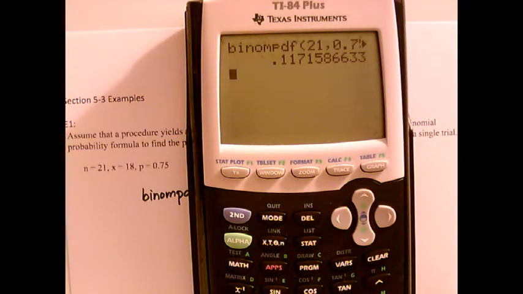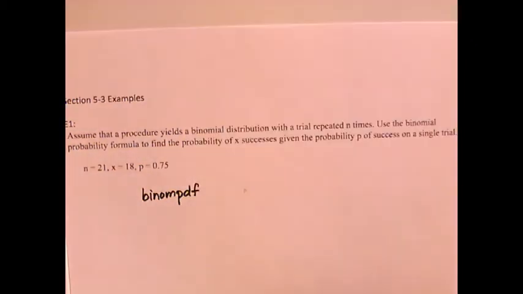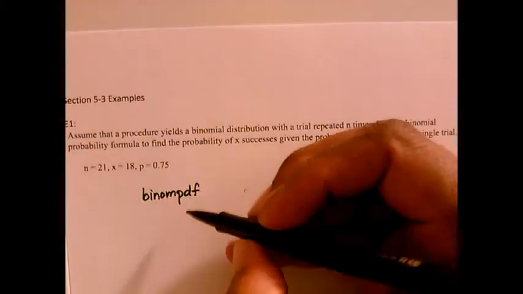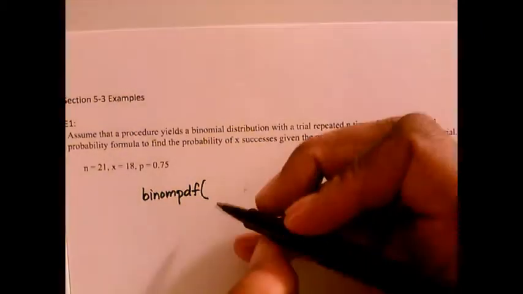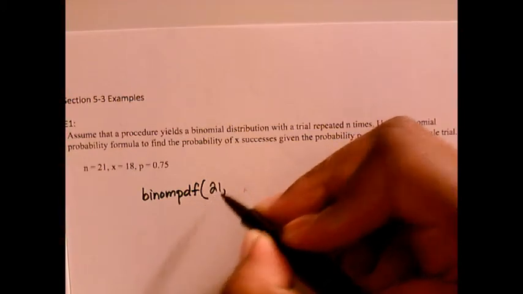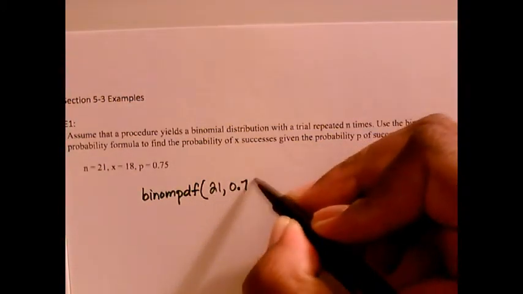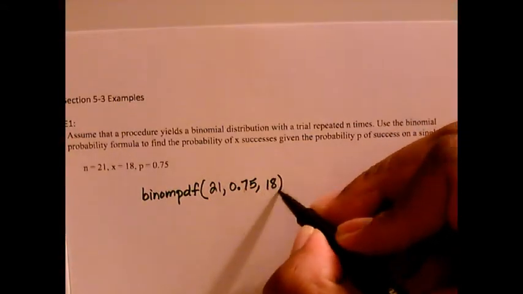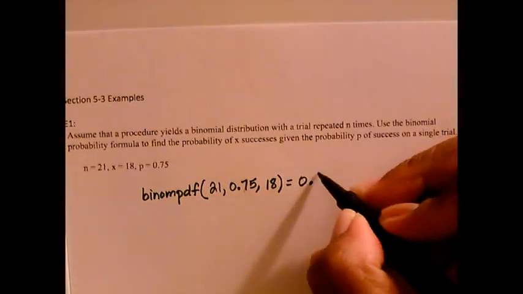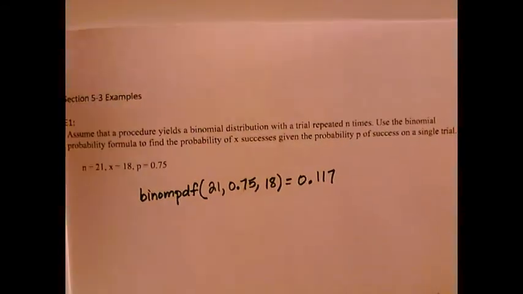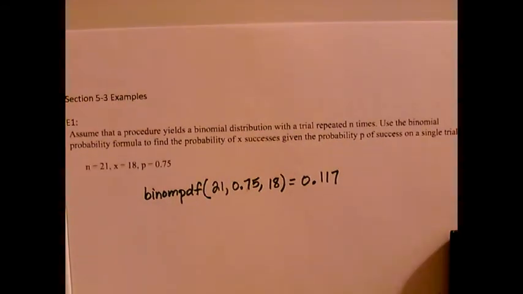Now, if we were to round this off to 3 decimal places, it would be 0.117. So in this case here, binom PDF, and then we go ahead and write this out as N, P, X. Your N is 21, your P is 0.75, and X is 18. And that's equal to 0.117. Okay, so here, the probability of 18 successes given that the probability of success is 0.75 in a single trial would be 0.117.